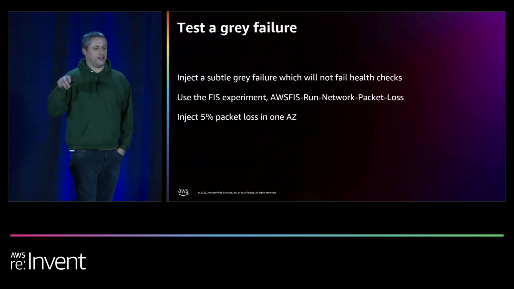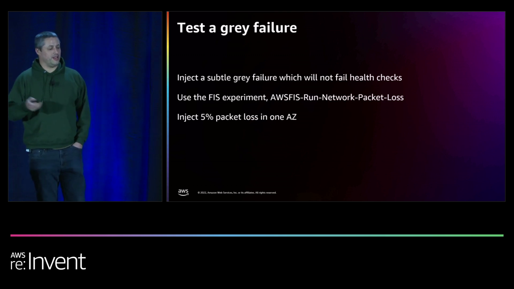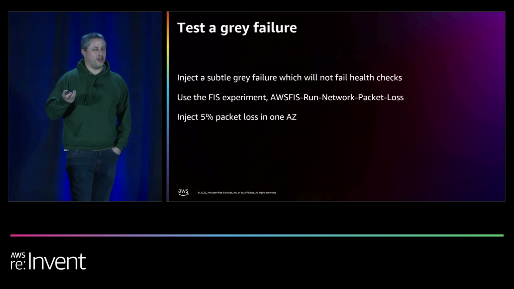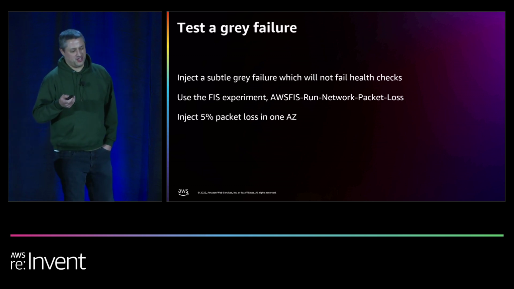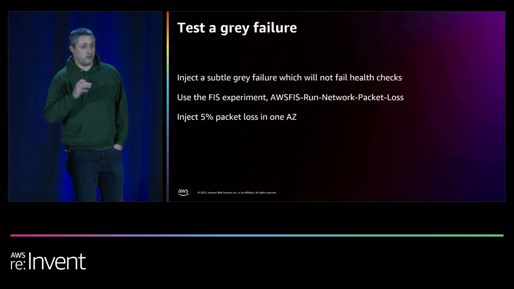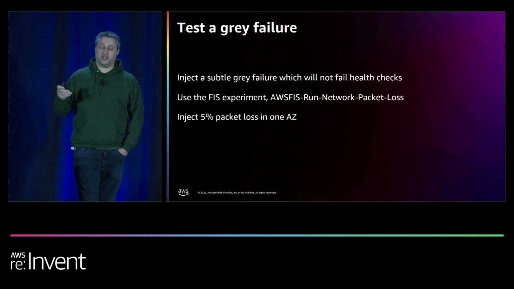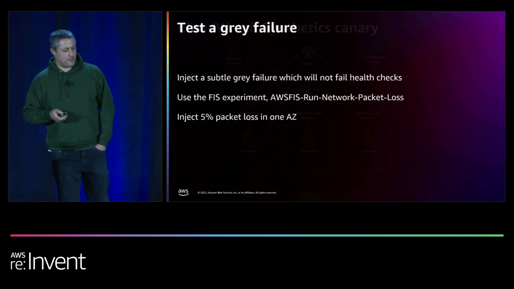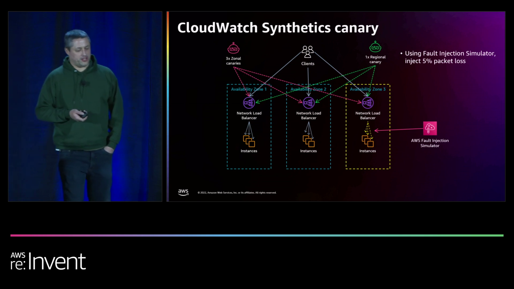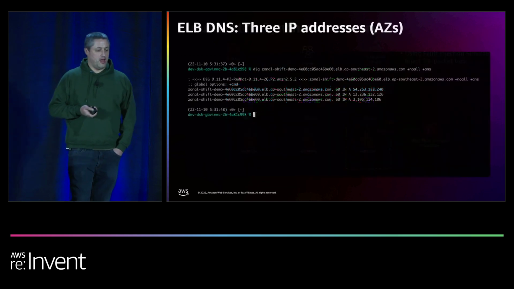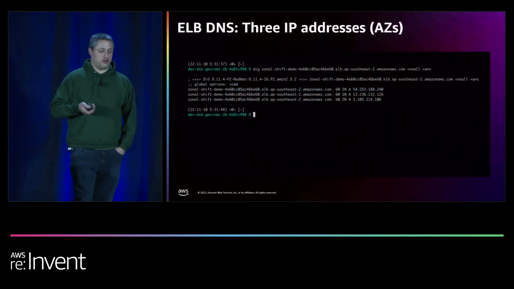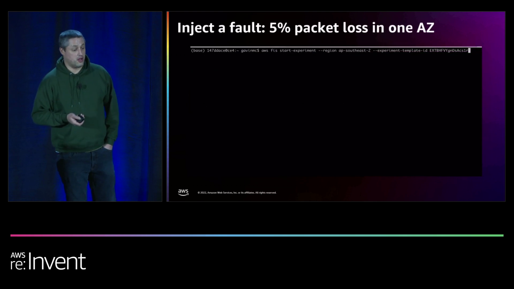So now the second type of failure that I've been talking about is gray failures. And so I'm deliberately designing a failure that I kind of know the health checks won't work for because packet loss is a really difficult type of gray failure. So what I'm going to do is take 1 AZ and inject packet loss into it. So again, looking at our CloudWatch, at our architecture, we're going to use Fault Injection Simulator and create packet loss just in 1 AZ. So we start off, we have 3 IP addresses in DNS.